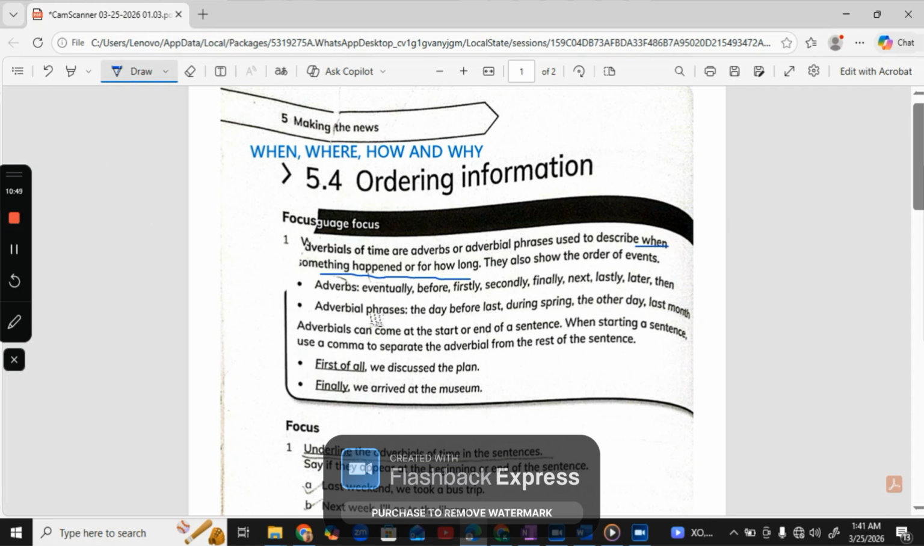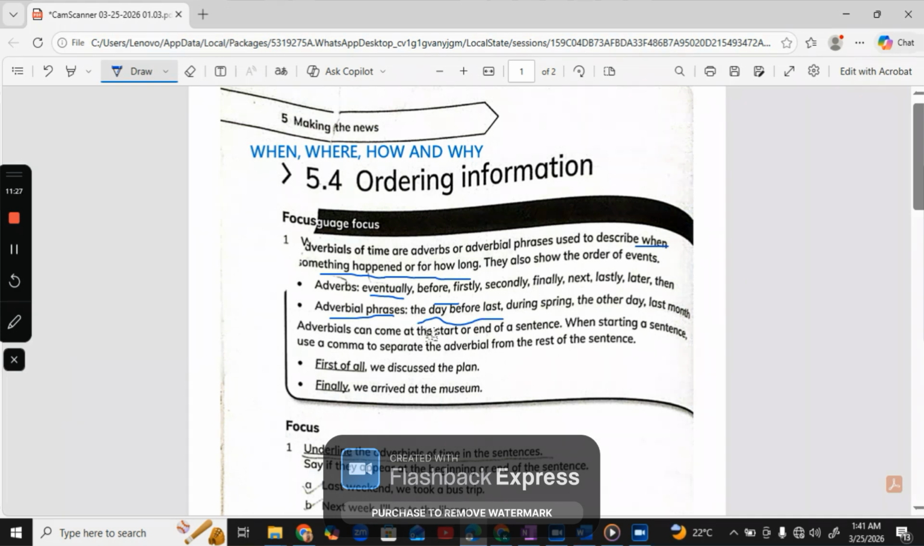Adverbs: eventually, before, firstly, secondly, finally, next, lastly, later, then. These are adverbs. Usually, one word is considered an adverb, and a phrase is basically a combination of words. We already know that a phrase is a combination of words that does not give a complete sense. So, an adverbial phrase will be the combination of words that will be telling when the action took place. As you can see over here: the day before last, during spring, the other day, last month. All of these are adverbial phrases.